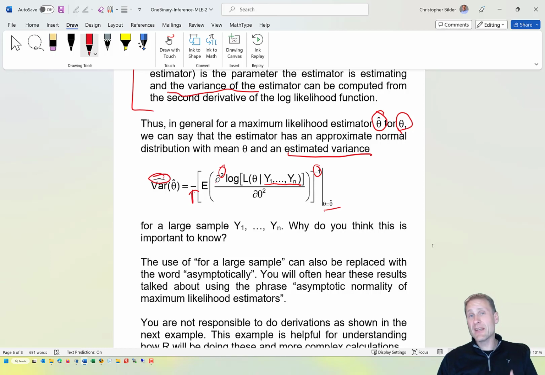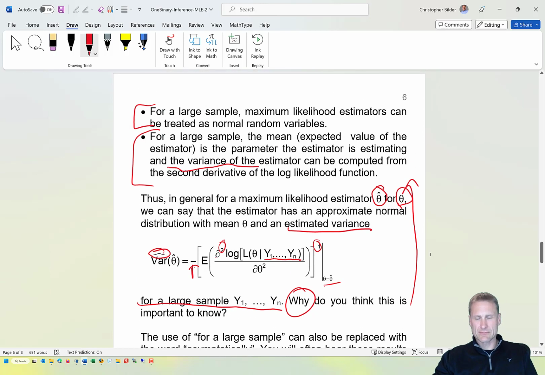And this is the estimated variance for a large sample. Okay? Well, why is it important to know these properties that we just saw? What this is telling me is that I can quantify with probabilities what are likely values of theta hat. This is going to allow us to make inferences with a certain level of accuracy from our sample to our population.